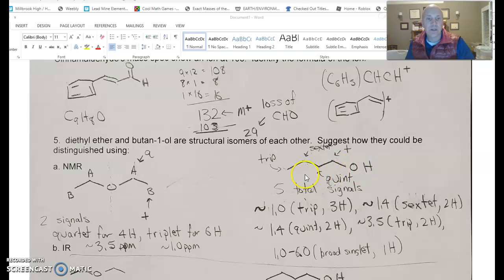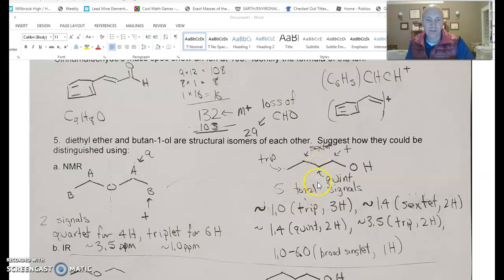Drawing it this way, this carbon would be a triplet because it's got 2 neighboring hydrogens. This one would actually be a sextet, 6 peaks in its signal, because it's got 1, 2, 3, 4, 5 neighbors. So the signal would have 1 more than the number of hydrogens it has as neighbors. This one would be a quintet because it's got 1, 2, 3, 4 as neighbors. And this guy would be a triplet because it's only got 1, 2 neighbors.